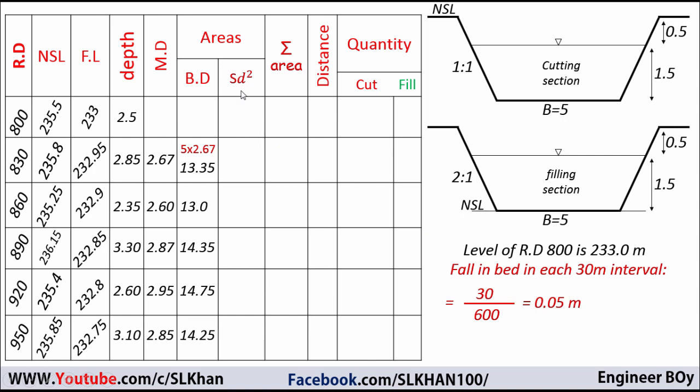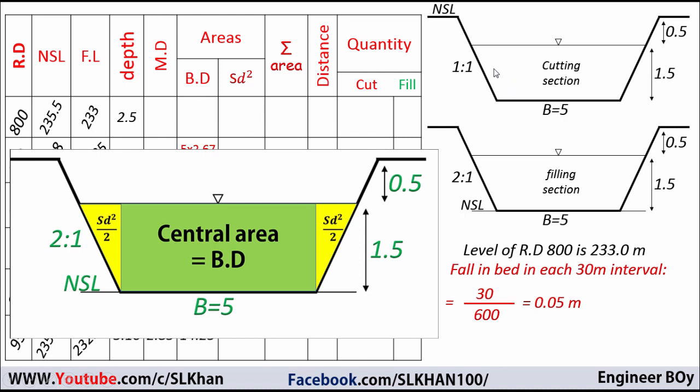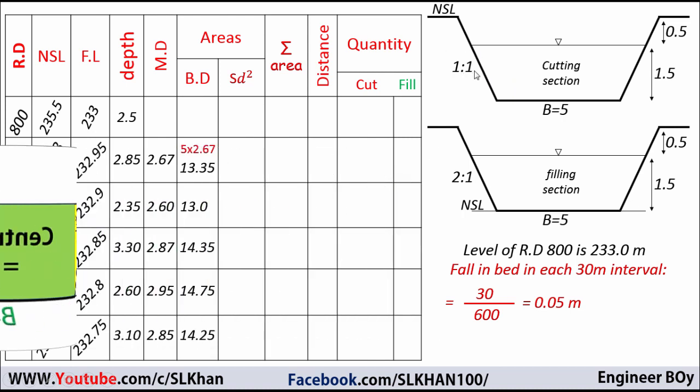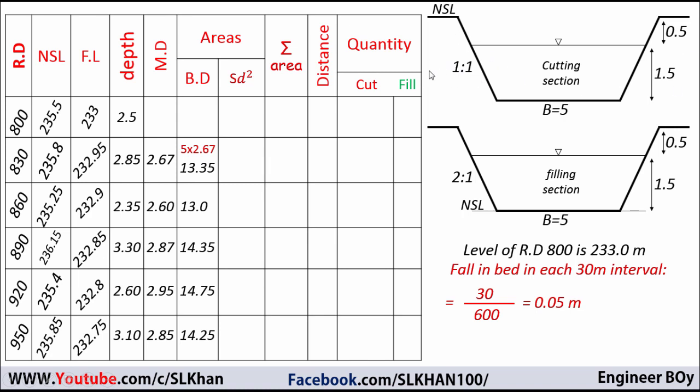Now SD square can be SD square divided by 2 if we got side slopes for both sides not the same. Here the side slope for both sides is the same, that's why I'm going to use SD square. Which side slope should be used here, 1:1 or 2:1? That's interesting. As you can see, we got only cutting. How? Because NSL is a higher value than FL, or you can say the formation level is lower than the NSL. In this section, the NSL is just above the formation level. So here we just calculate and get the cutting quantities, not the filling.